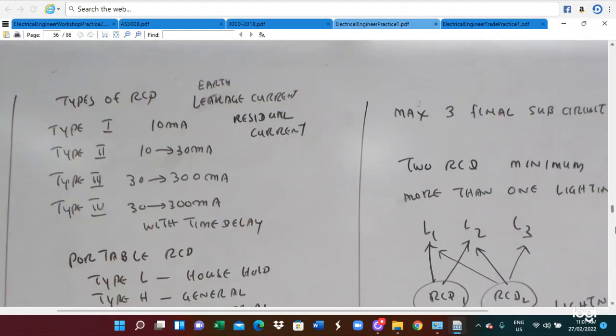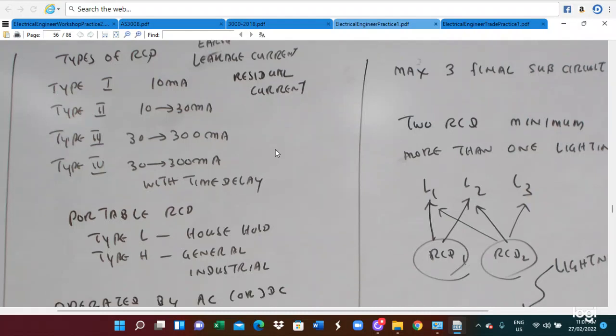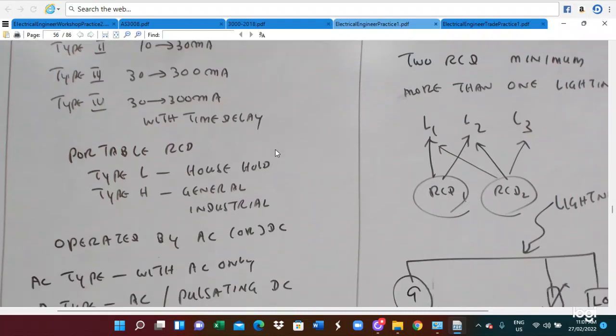So there are the types of the RCD. Type 1 RCD, depending on the leakage current and residual current, RCD types are selected. Type 1 is 10 milliampere. Type 2 RCD is 10 to 30 milliampere. Type 3 is 30 to 300 milliampere. Type 4 is 30 to 300 milliampere with time delay. So those are the types of the RCD.